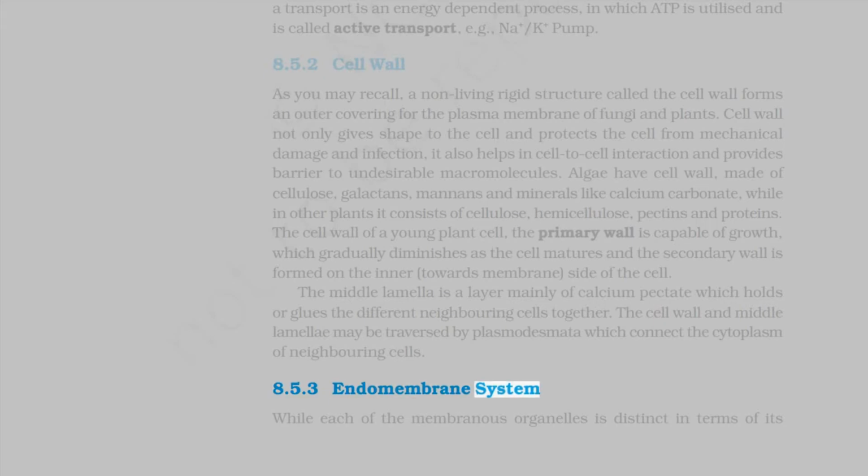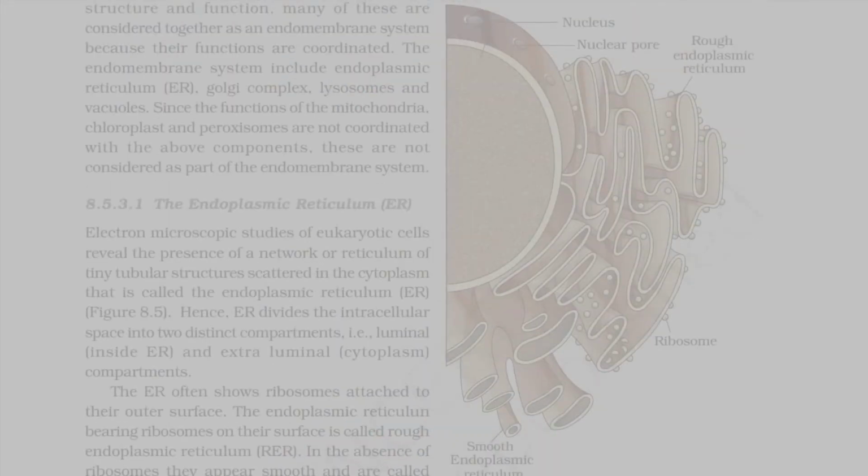8.5.3 Endomembrane system. While each of the membranous organelles is distinct in terms of its structure and function, many of these are considered together as an endomembrane system because their functions are coordinated. The endomembrane system includes endoplasmic reticulum, ER, Golgi complex, lysosomes and vacuoles. Since the functions of the mitochondria, chloroplast and peroxisomes are not coordinated with the above components, these are not considered as part of the endomembrane system.